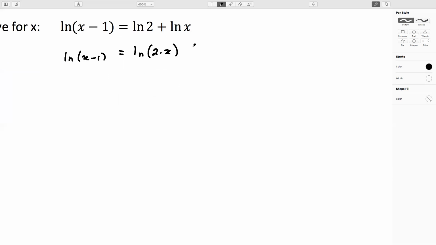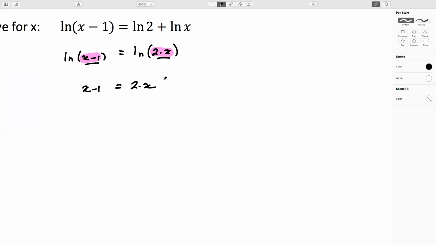And at this point, I can kind of scrap the fact that I'm dealing with ln, because one logarithm equals another logarithm. That tells me that the arguments have to be equal. Technically, we're going to be putting each side as a power of e, but the result is that we can just disregard anything other than the arguments because they must equal each other. x minus 1 has to equal 2 times x.